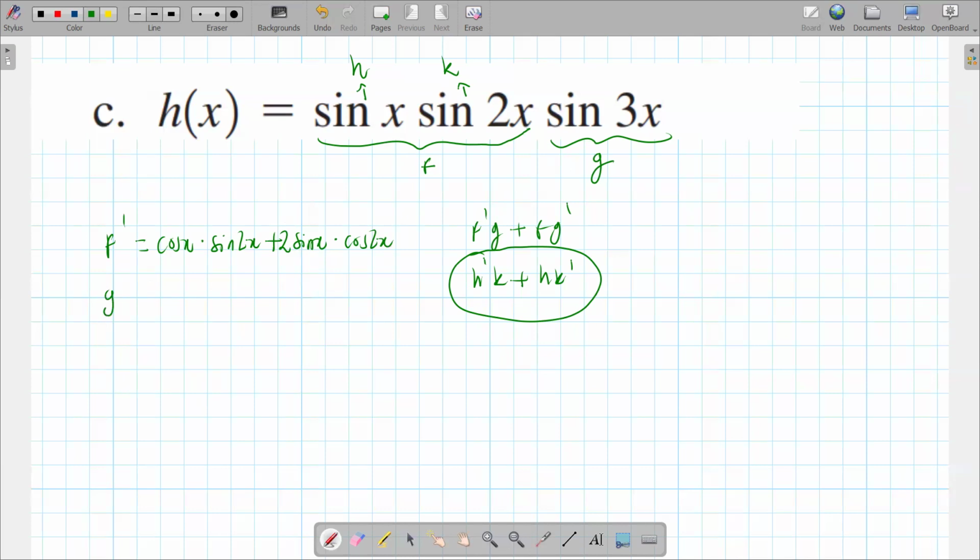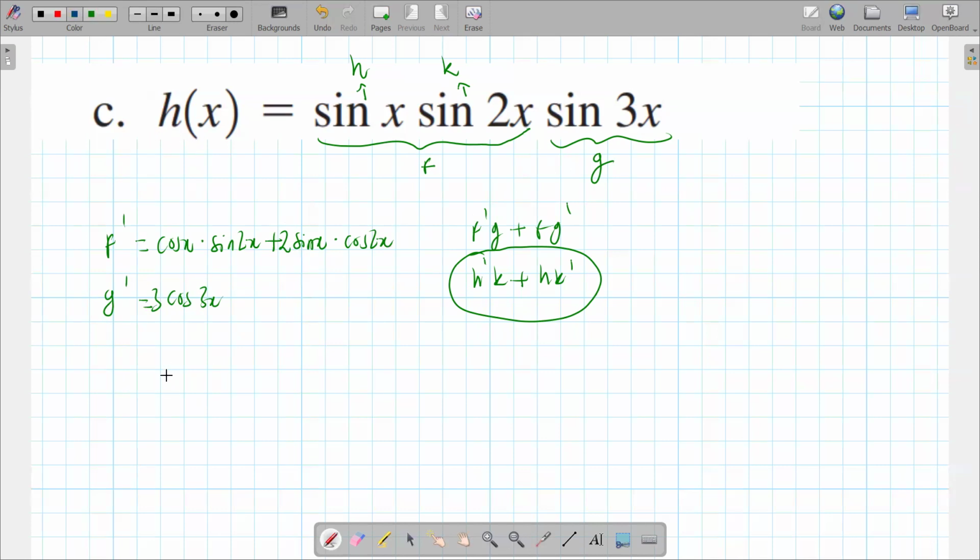Now let's look at g prime. G prime is going to be what? So it's just one function, right? Not that difficult. It's going to be cosine of 3x times 3. So we have f prime and g prime.